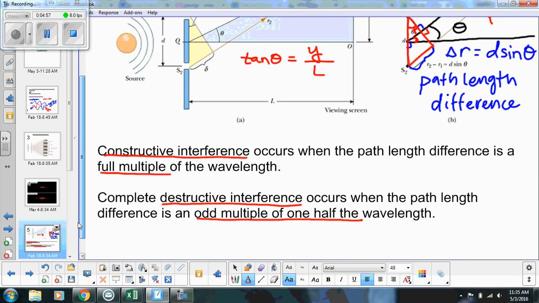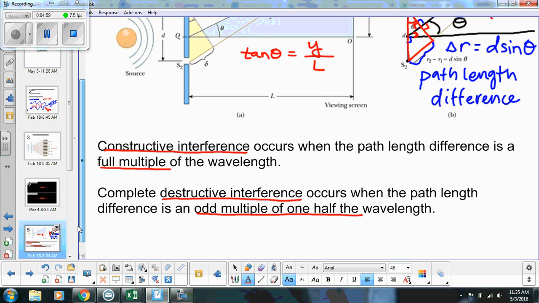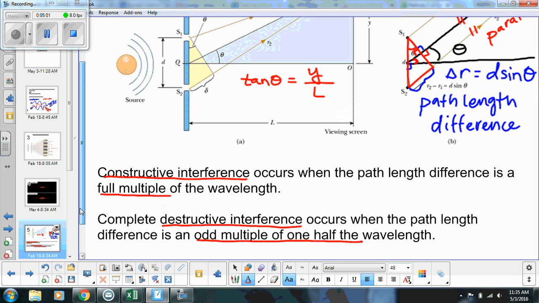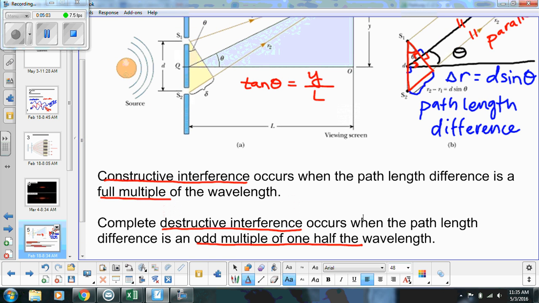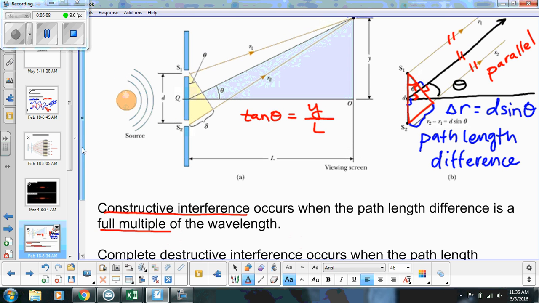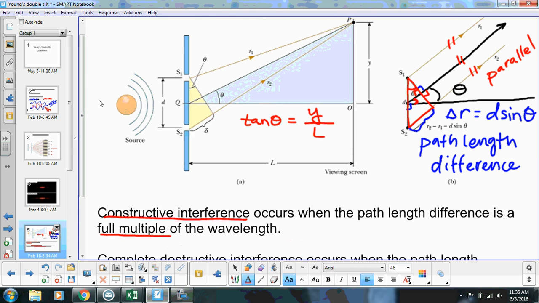Constructive interference occurs when the path length difference is a full multiple of the wavelength, and complete destructive interference occurs when the path length difference is an odd multiple of half the wavelength. This is just like it was with sound.